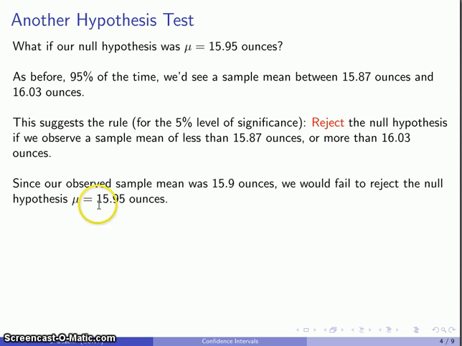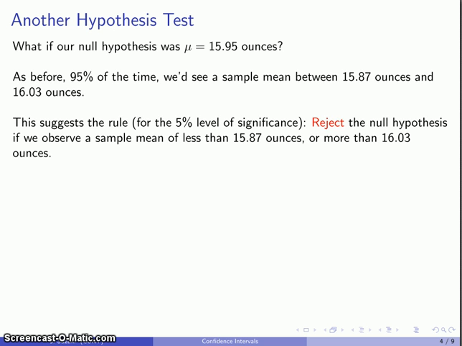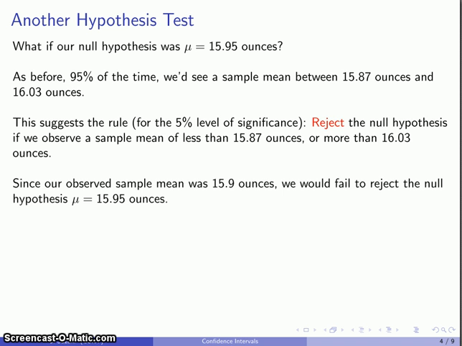And so this 15.95 ounces is something that we could not reject based on our observations. So now what we're going to do is put together all of these null hypotheses that we cannot reject at our given level of significance. All of those null hypotheses put together will be our confidence interval.